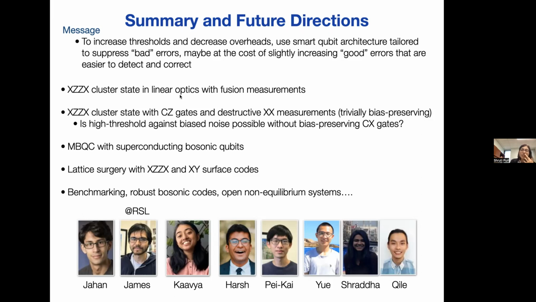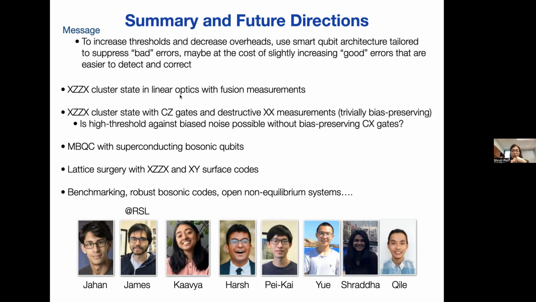As I said, the XZZX cluster state you can make in linear optics with fusion measurements. I did not show the circuits here, but we give them in our paper. It turns out that you can make the XZZX cluster state with only control Z gates and destructive 2-qubit XX measurements. These destructive 2-qubit XX measurements can be implemented with CNOT gates, but importantly, those CNOT gates don't have to be bias preserving. The XX measurements are trivially bias preserving. The only thing that can happen is your XX measurement outcome is incorrect. Because it's destructive, you're never going to use those 2 qubits ever again. So even if the CNOT gate you use converted some Z errors to X errors or Y errors, who cares? You're never going to use that qubit again.